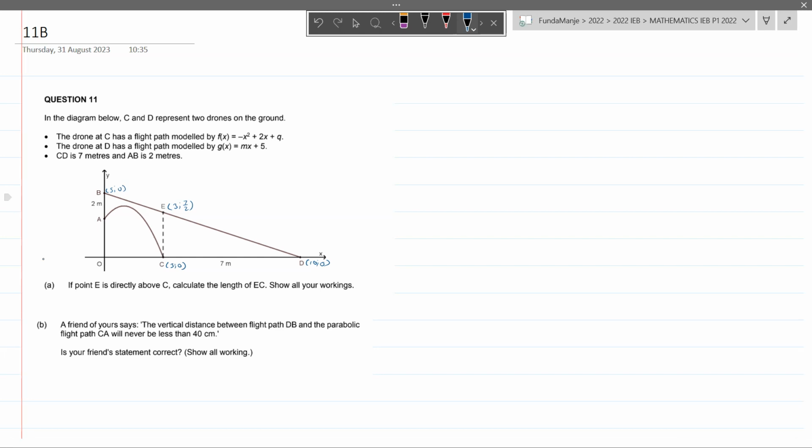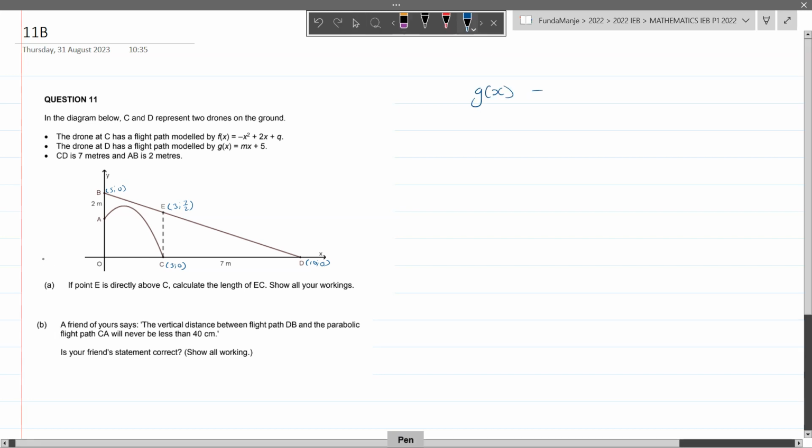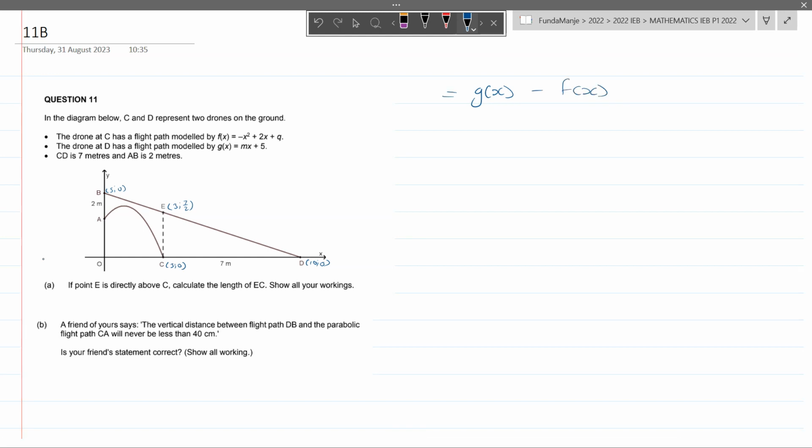So we need to come up with a function that describes the distance between these two points. We can see the distance is described by this straight line minus the y value of our parabolic graph. That will give us distance, and we need that for all x values. So we take g of x and subtract f of x from it. This will give us the distance in terms of x, and this will be equal to minus a half x plus 5 minus in brackets minus x squared plus 2x plus q, which was 3.